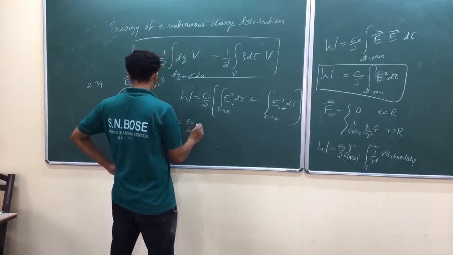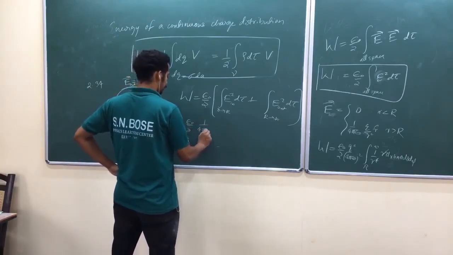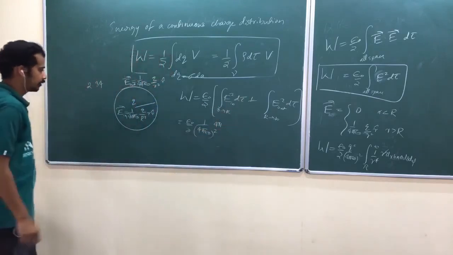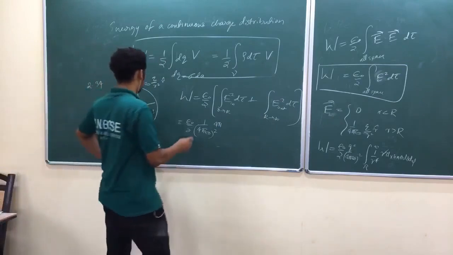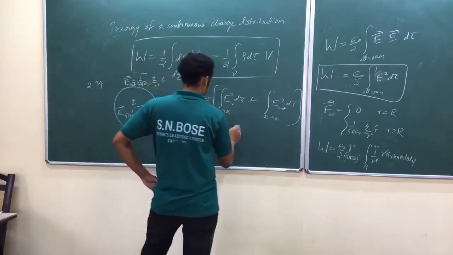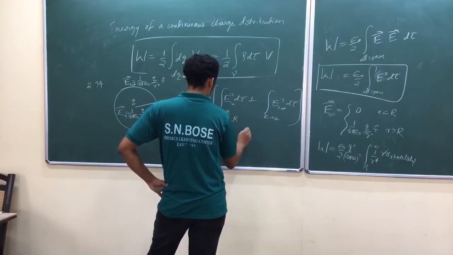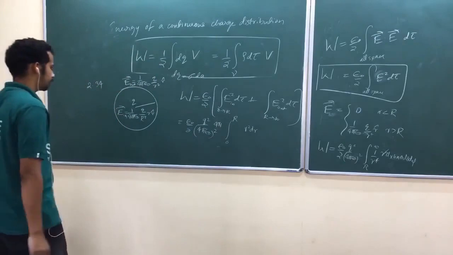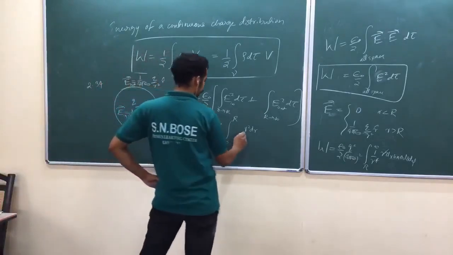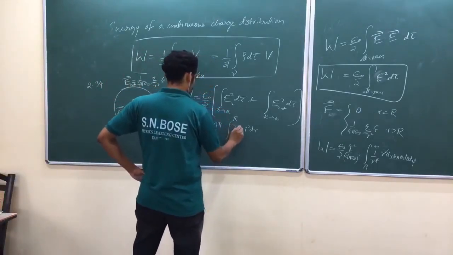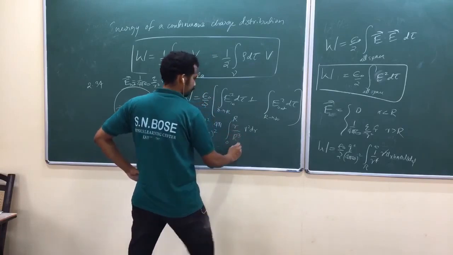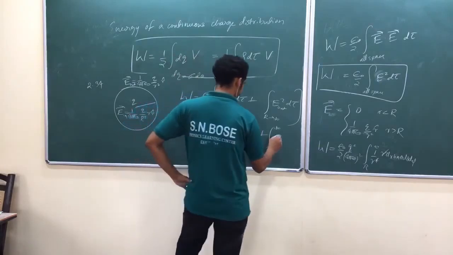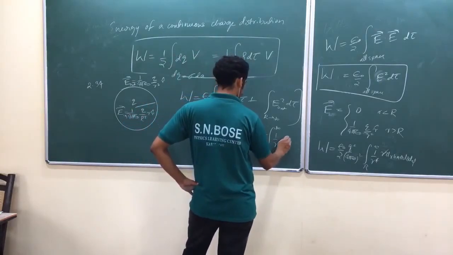Epsilon naught by 2. Let me write some steps directly. Try it yourself. Epsilon naught to the whole square, 4π from sine theta d theta d phi. Okay, Q square is also common. Inside 0 to R, R square dr from dτ, 4π from sine theta d theta d phi. I have already taken 1 by R cube, R by R cube, plus R to infinity, 1 by R square dr.